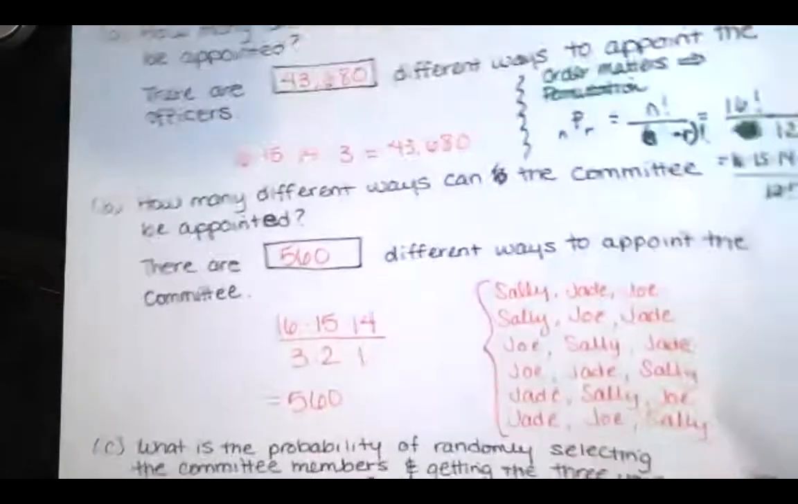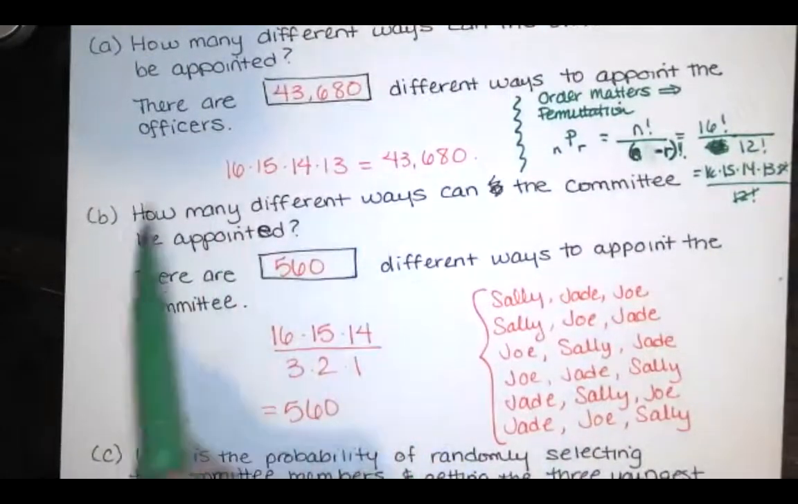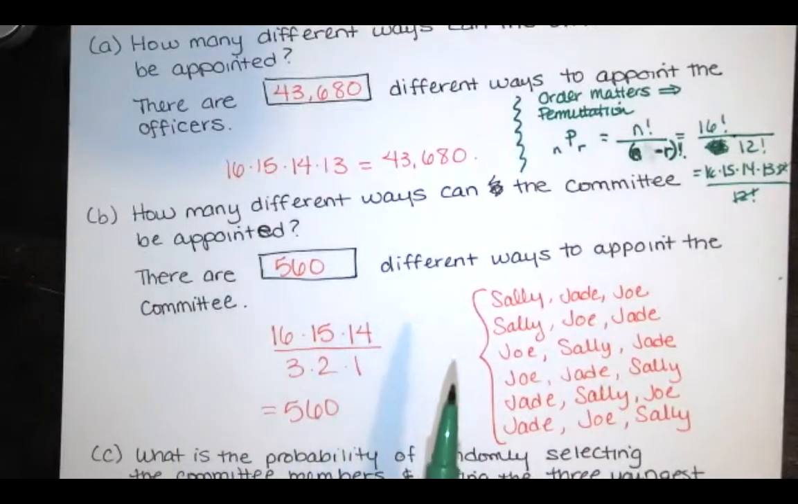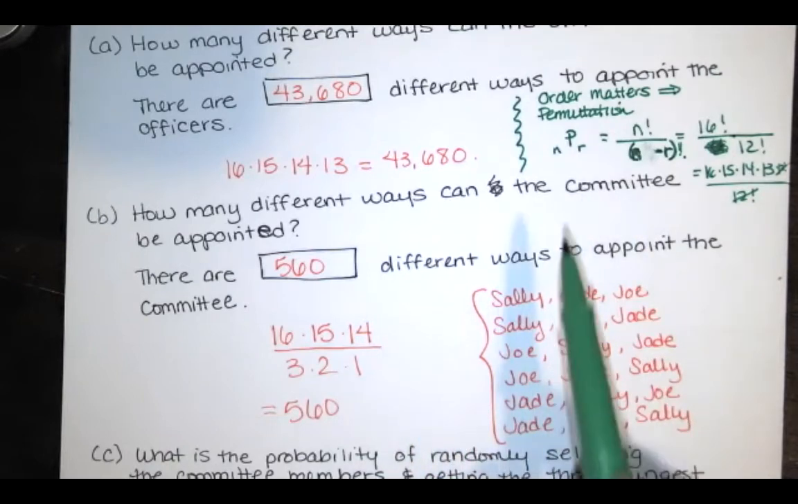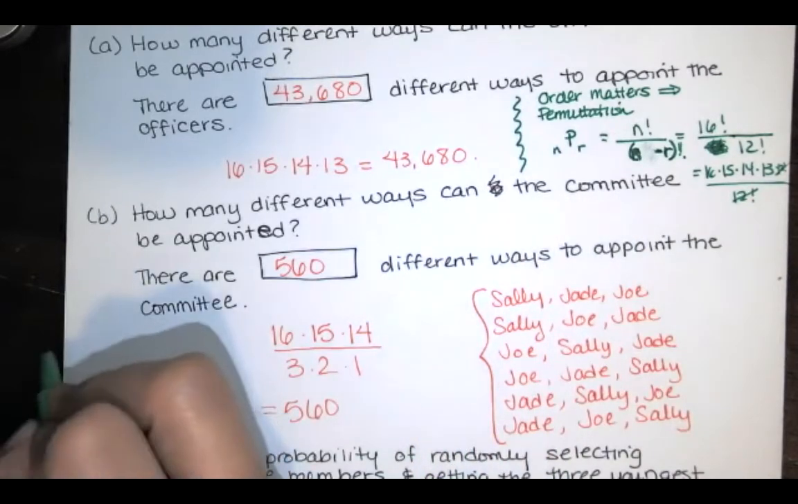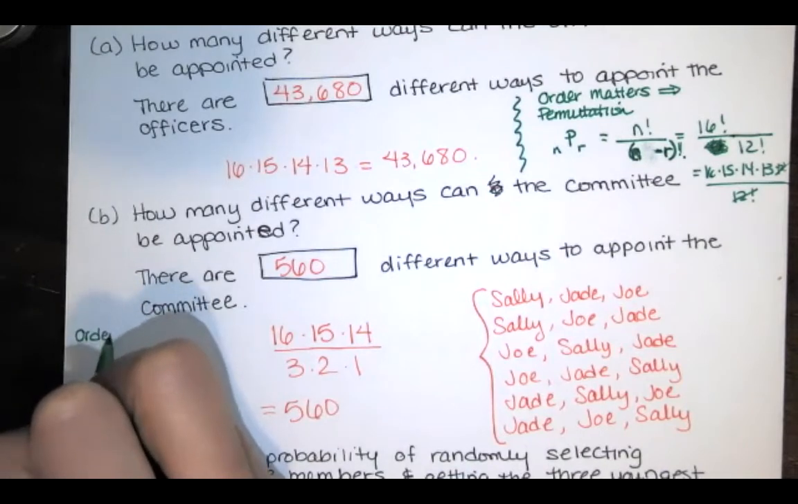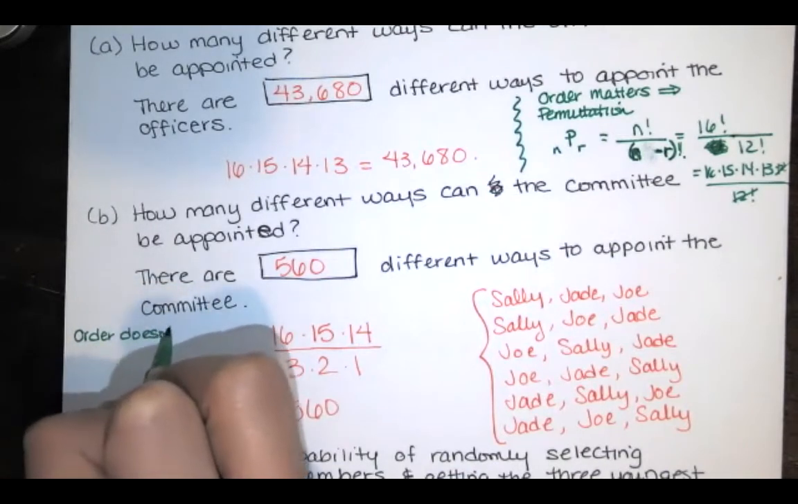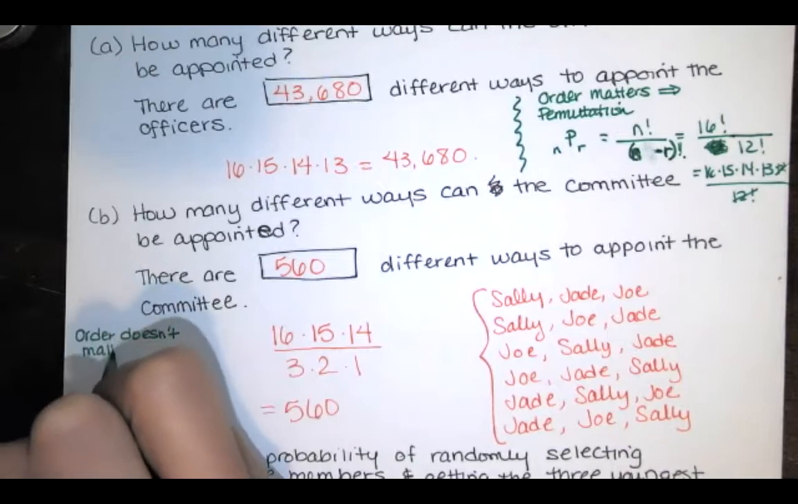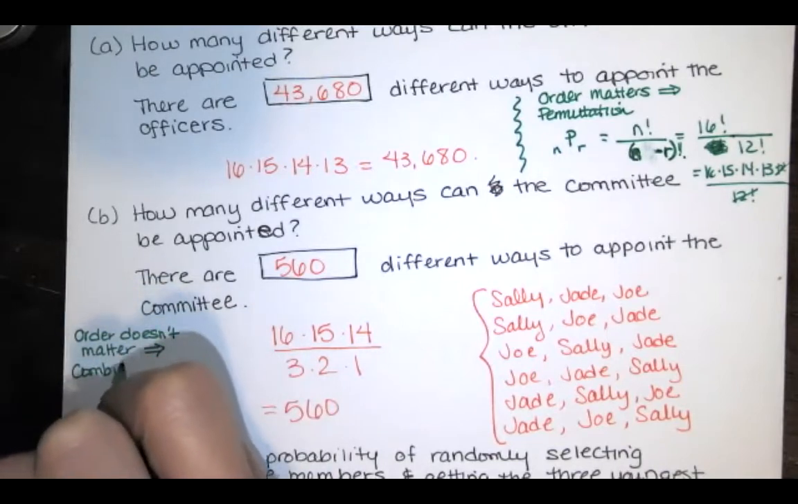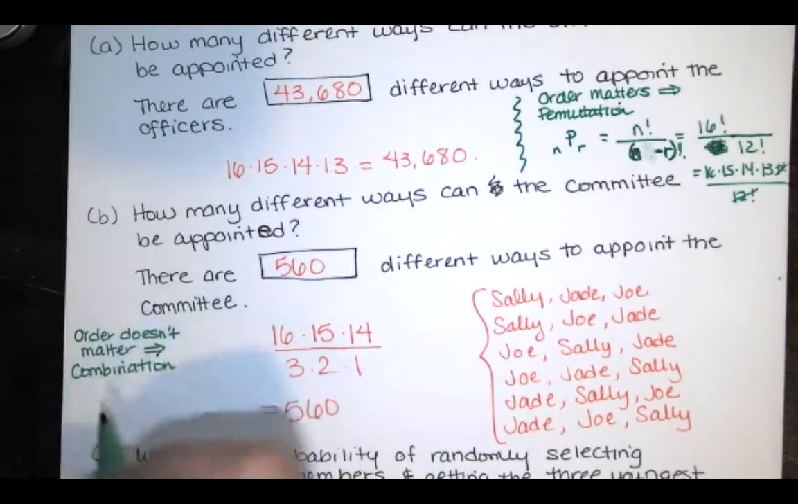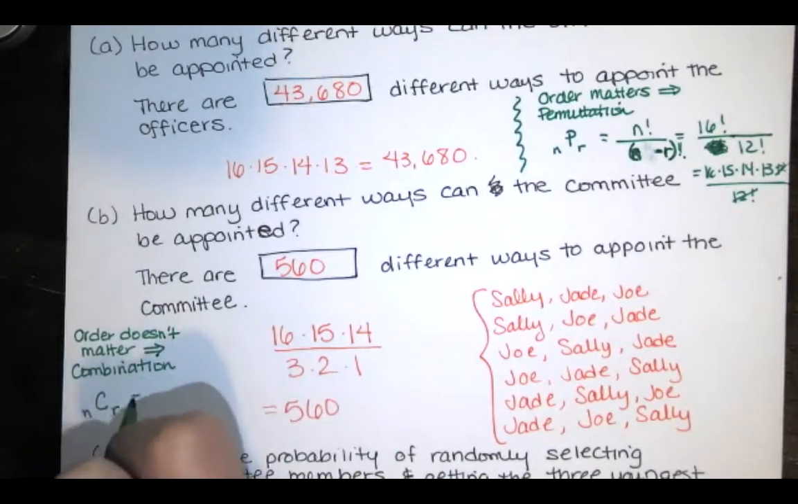Now over here, I used an intuitive approach as well. Now this might be less intuitive for most people, and most people might prefer the formula in this case. We're dealing with selecting a committee. So when we're talking about a committee, the order does not matter. That means we're dealing with a combination. And the formula for combinations is this.